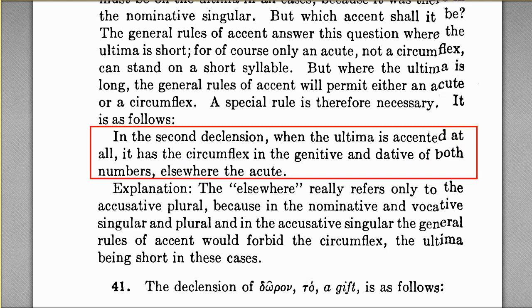Okay? So in the second declension, when the ultima is accented at all, it has the circumflex in the genitive and dative of both numbers. Elsewhere, it's the acute. Explanation. Well, the elsewhere really refers only to the accusative plural, because in the nominative and vocative singular and plural, and in the accusative singular, the general rules of accent would forbid the circumflex, the ultima being short in these cases.